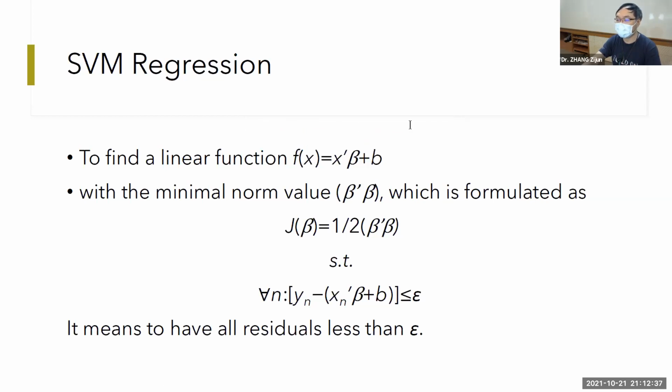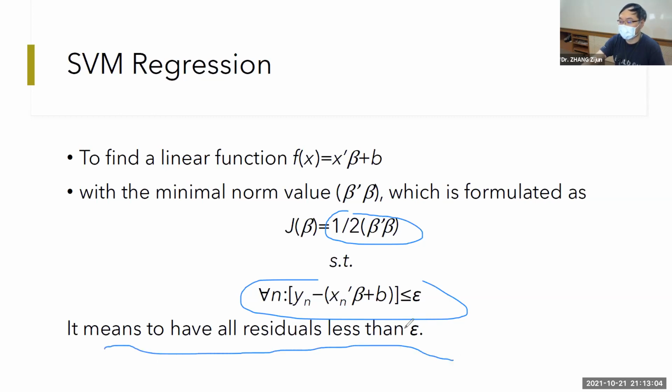Not much to say about SVM regression, just a little bit of extending the constraints in a support vector machine. The only difference is here. You still need to maximize the margin, but subject to a different constraint to have all residuals less than the error.